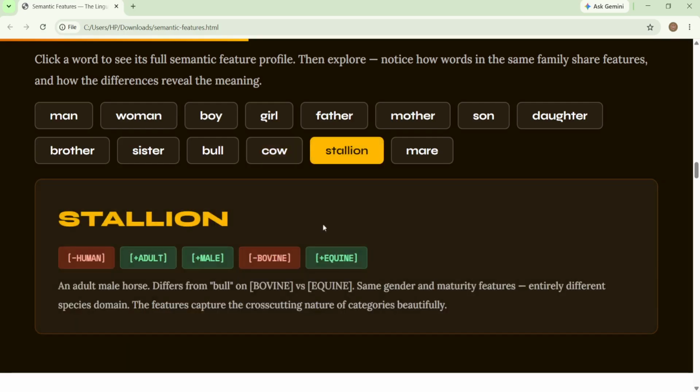So let's look at stallion. So it is not bovine. It's negative here. It's equine here. Why? Because equine means belonging to the family of horse.